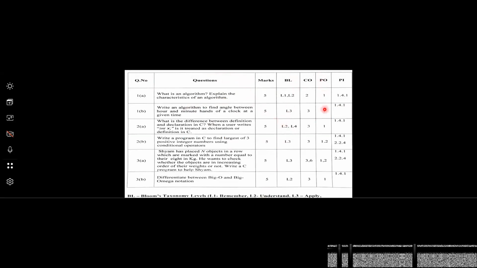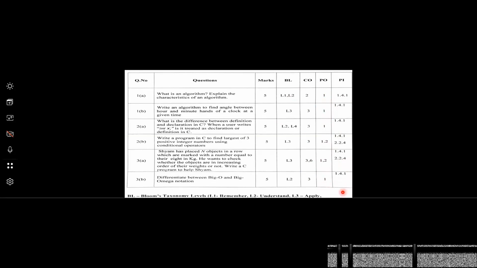That means you need to apply the subject knowledge to solve this particular question number 1 here. Okay. Similarly, you can see up to 4 levels the question paper was set. And the course outcomes, I think 3, 6 is also there. There are 6 course outcomes for this particular course. Course means subject, right? And only 1, 2 program outcomes are being satisfied. Okay, are being mapped here.